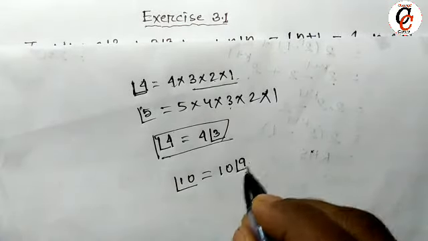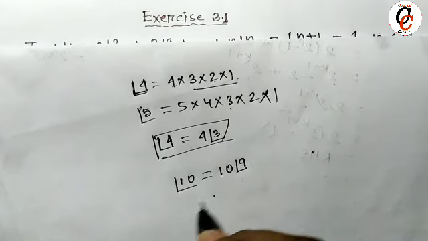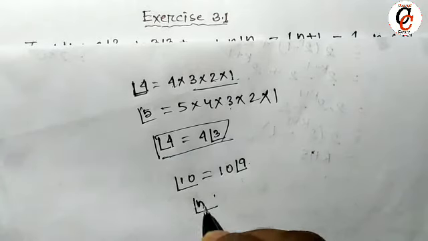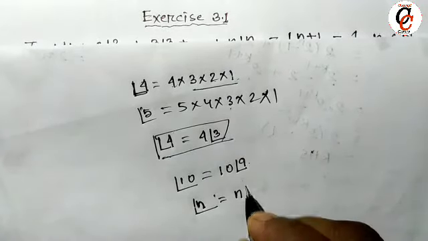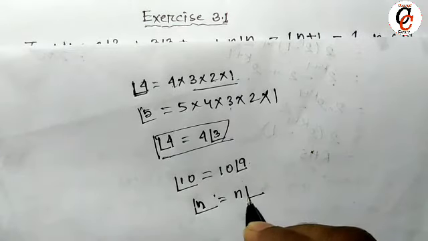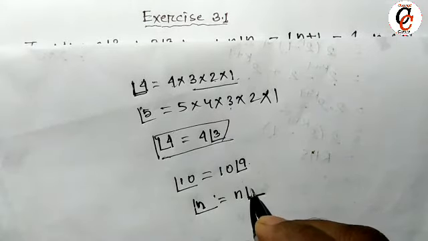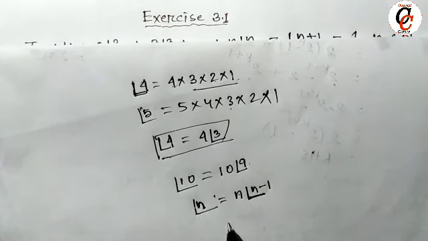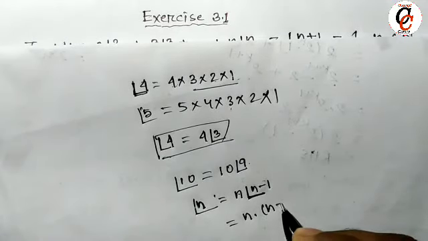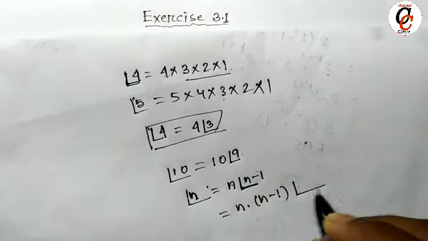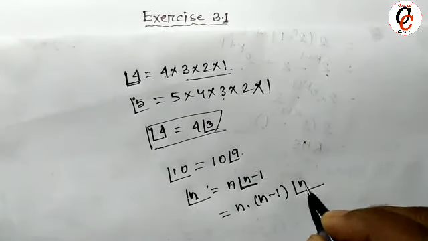That means 1 less. In this way, n factorial can be written as n into, n will come out and inside the factorial sign 1 will be less. That means n into factorial n minus 1. If we want to write more, then n into n minus 1 will come out, and inside, again 1 will be less, that is factorial n minus 2.